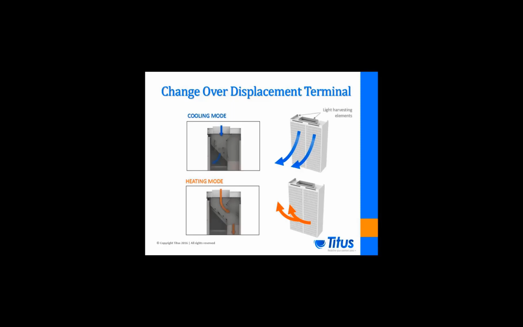The Plexagon version of this terminal features light harvesting elements which provide power to the actuator to accomplish the changeover. This version requires no outside power connections and works strictly off the ambient light in the classroom itself.